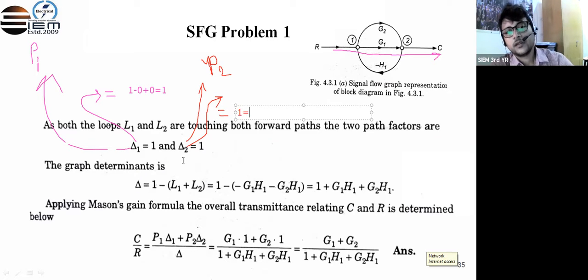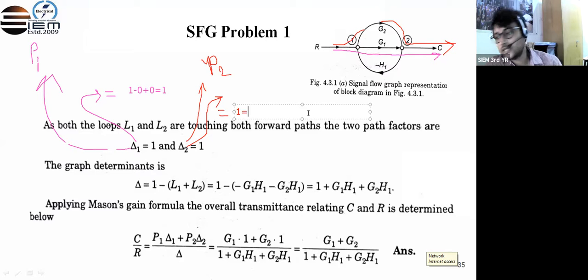We have del 2 equals 1 minus... del 2 belongs to P2, so what is P2? P2 is this particular line, which follows through G2. So 1 minus the sum of all individual loops that do not touch the forward path 2.